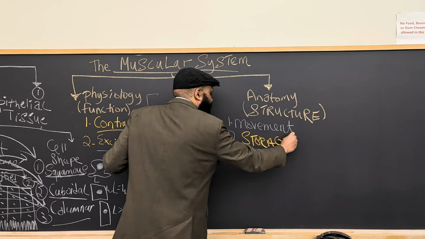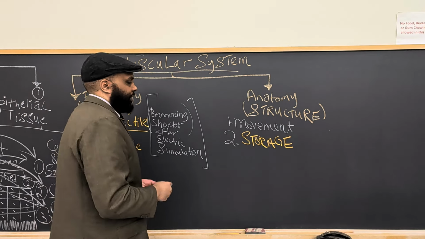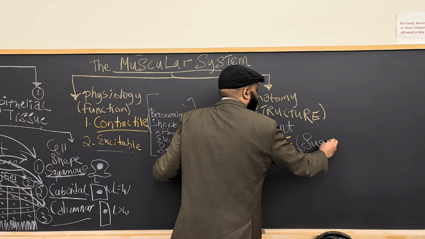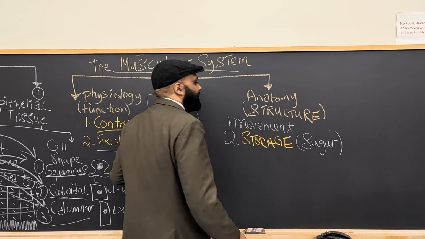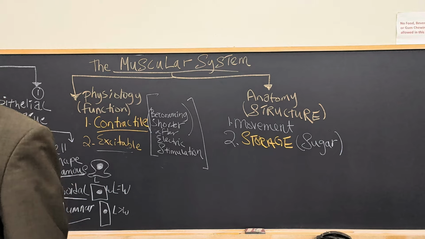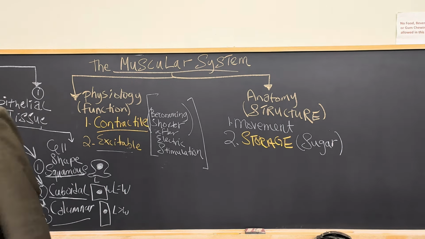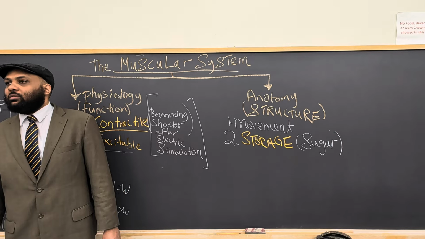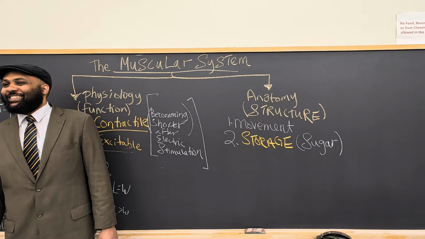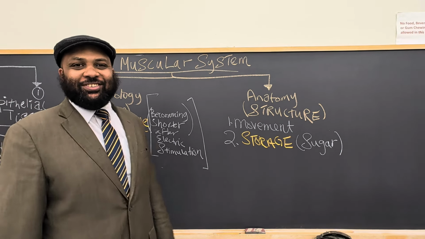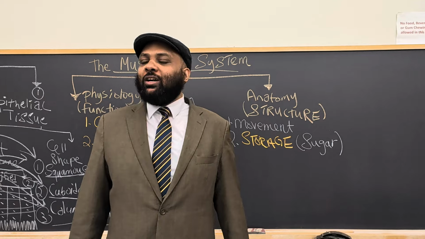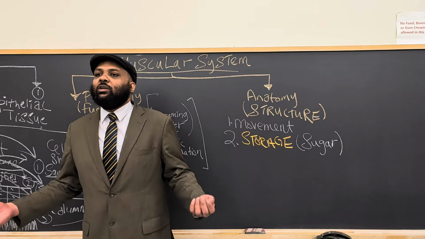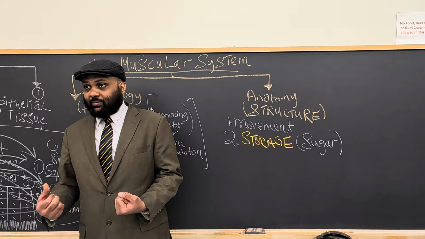Storage of sugar. The muscle is important for storage of the sugar. True or false? True. So we store the sugar in the muscle. That's why in starvation, you see the muscle tissue breaking down.